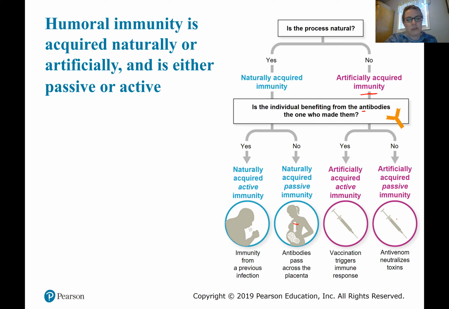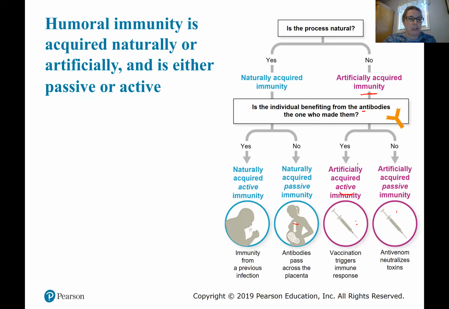Okay, so we got injections. So here, a person is getting a vaccination. That's a medical procedure, so it's going to be artificially acquired. But when you get a vaccine through an injection, your body is making those antibodies. Your body is building up the memory, so it's an active process. So artificially acquired, active.